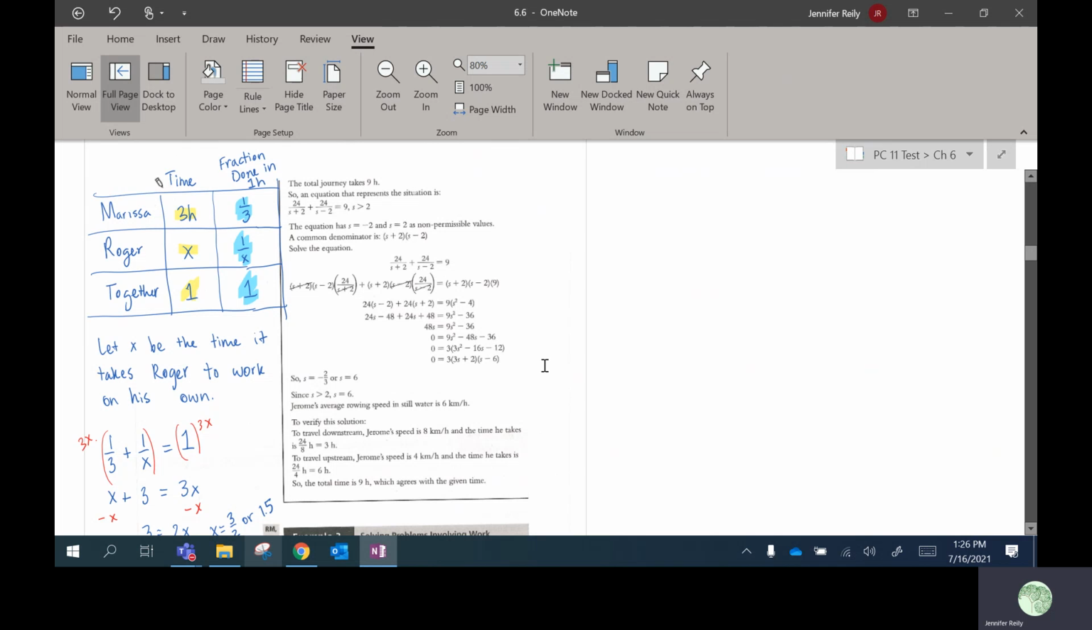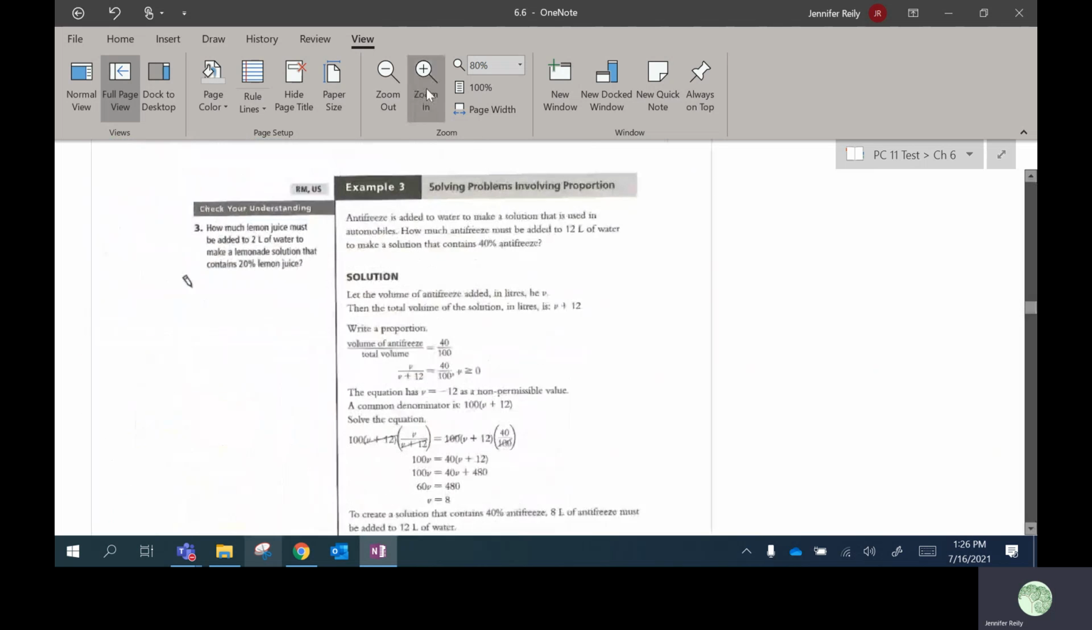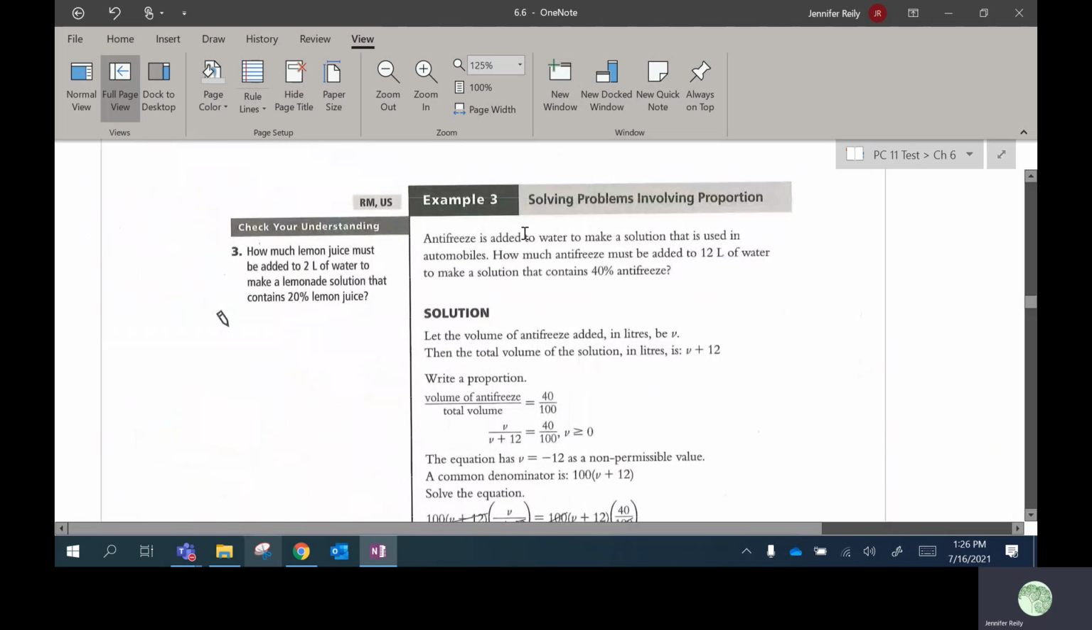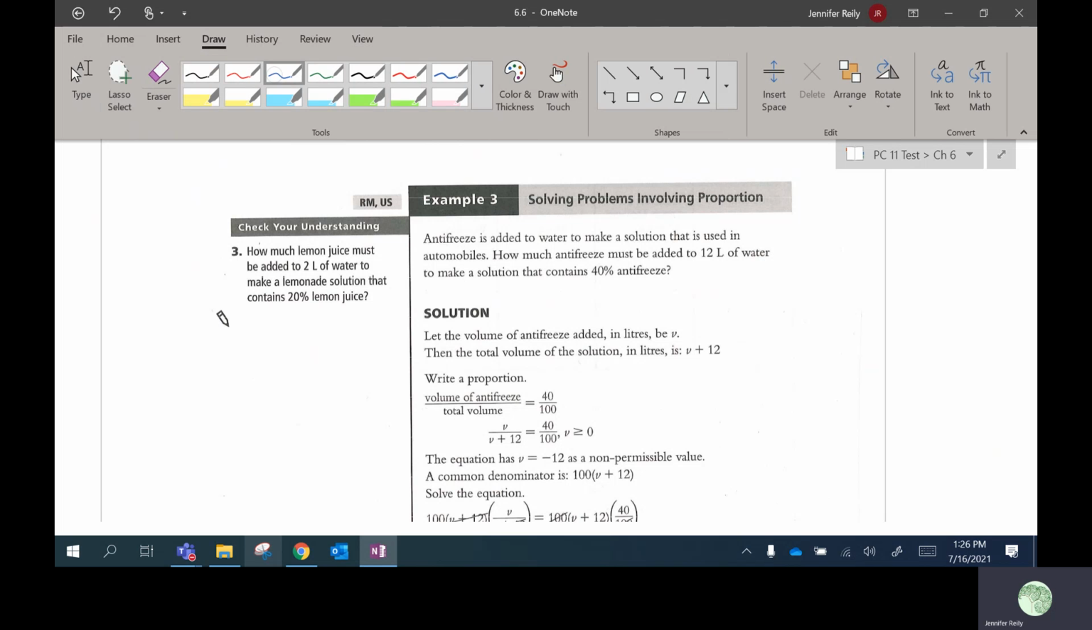Finally, the last one is kind of a chemistry sort of scenario when you're mixing things together and you want to create a solution with a certain percentage. This is quite common if you're a chemist, but also common if you're baking and things like that. Okay, so how much lemon juice must be added to 2 liters of water to make a lemonade solution that contains 20% lemon juice? Again, we're going to set up a little organizational chart.